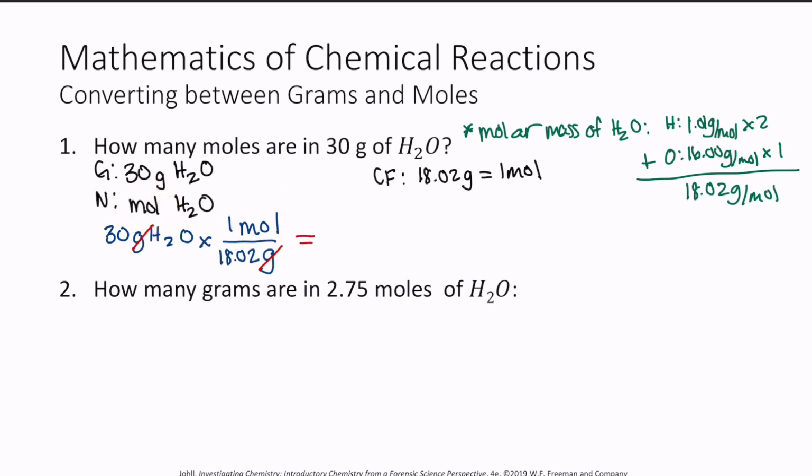So we can go ahead and calculate this by taking 30 and dividing it by 18.02. And when I plug this into my calculator, I get 1.67 moles of H2O.